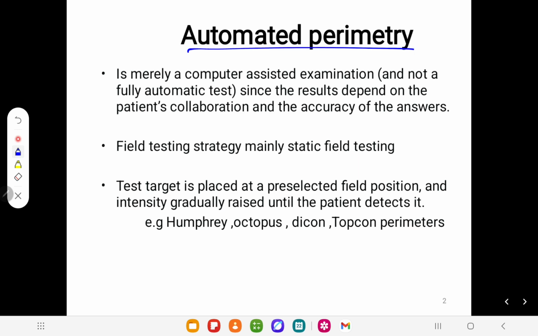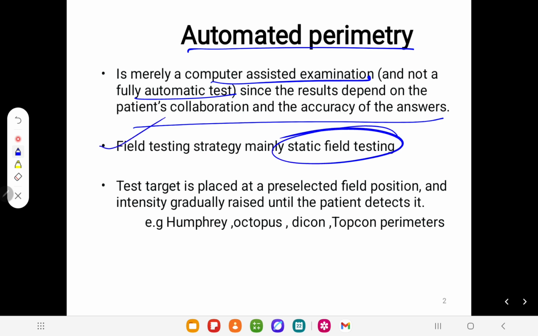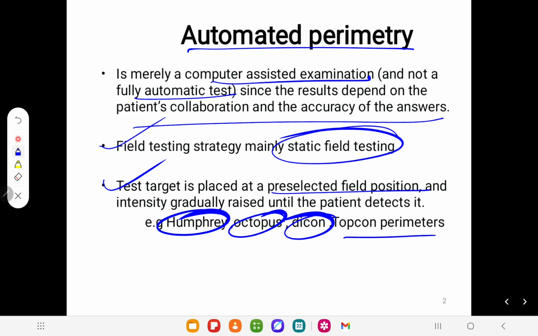So automated perimetry, as we have discussed already, is a computer-assisted examination, and definitely it's not fully automatic. The patient's response matters. And the field testing strategy is mainly static. We know it's not dynamic. Yes, definitely we can do a dynamic test from this, and it's a pre-selected field where we put the target and we define the threshold. Today's video is going to be completely on threshold, the main topic of today's presentation. Yes, there are Humphrey, Octopus, Topcon perimeters.